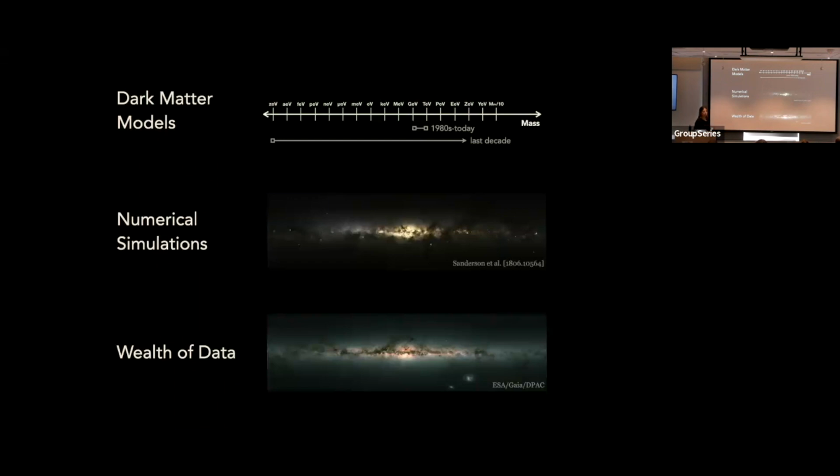And then lastly is the wealth of data that's coming online, especially on the astrophysical side. I'm showing here an image from Gaia, but that's what we have now. Just over the next decade, with Rubin, Roman, JWST, Euclid, I'm missing so many. Anyway, tons of data are coming our way that are really going to be probing these structures. And so we want to understand how we can interpret this data in terms of the particle physics models.